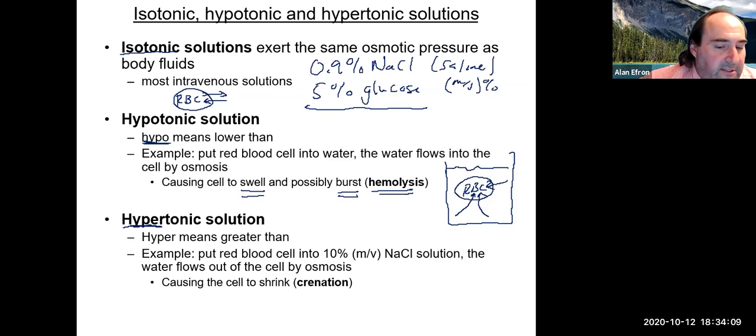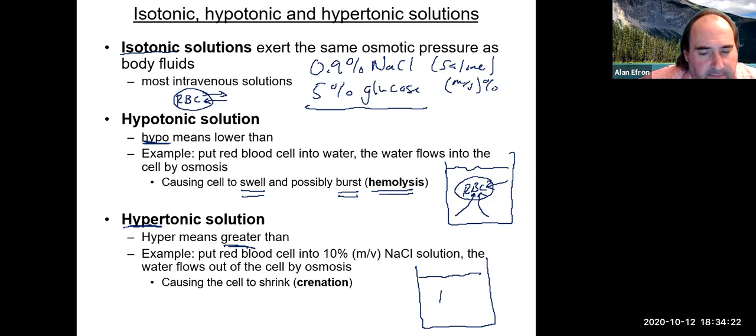Hypertonic solution means greater than. That means that the solution outside of a cell, for example, has greater osmotic pressure than inside the cell. So again, if we take our poor red blood cell here and we put it in a hypertonic solution, that means that outside of the cell is more concentrated than inside the cell. So your cell's going to go, I need to do osmosis and I need to dilute the solution outside of the cell.